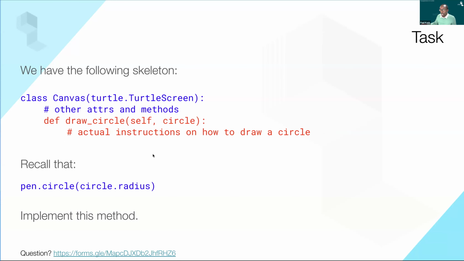So we have the following skeleton. We have the canvas class. The canvas class inherits from the turtle screen class. It's got other attributes and methods, but now we want it to draw a circle. So we are going to draw a circle. If you recall from one of the earlier exercises, when we drew a circle, let's just look at that. I'm going to go back to that.